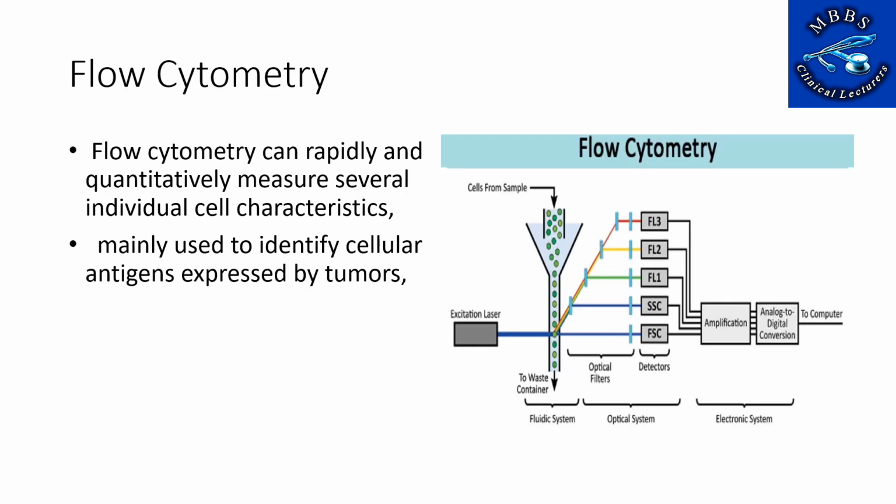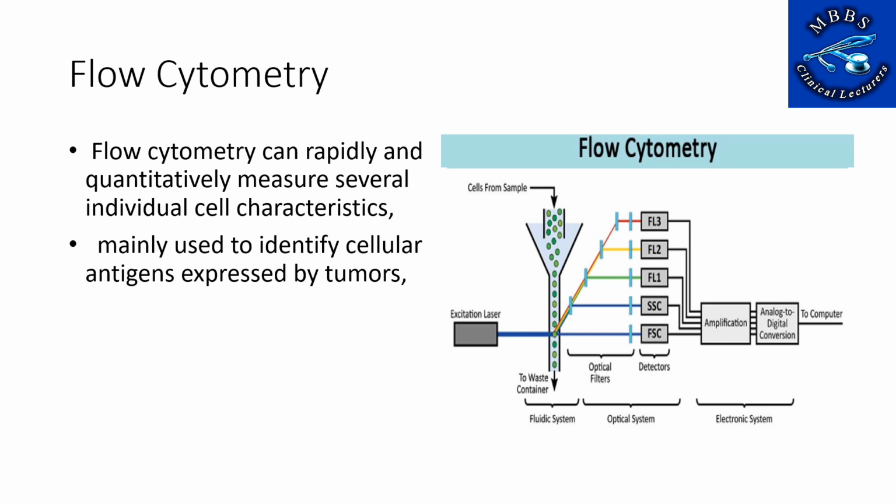Okay, now coming to flow cytometry. Flow cytometry rapidly and quantitatively measures the characteristics of separate individual cells, and it's mainly used to identify the cellular antigens expressed by the tumor. Flow cytometry has also proved useful in the identification and classification of tumors arising from T and B lymphocytes, or tumors arising from the mononuclear phagocytic cells.